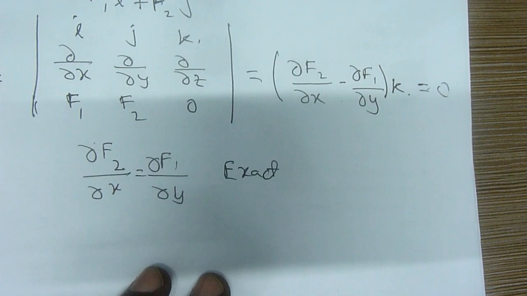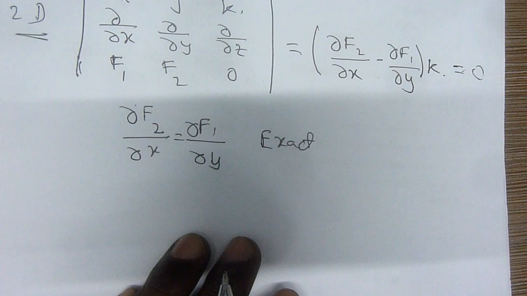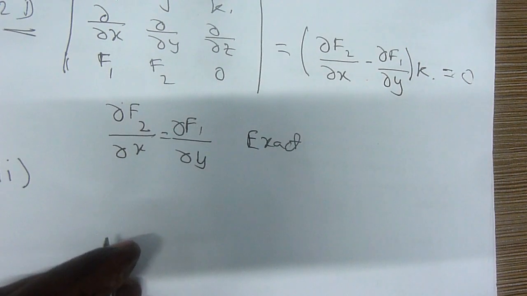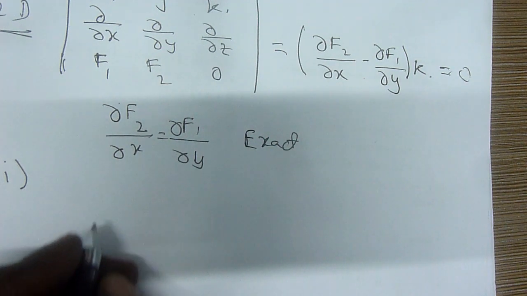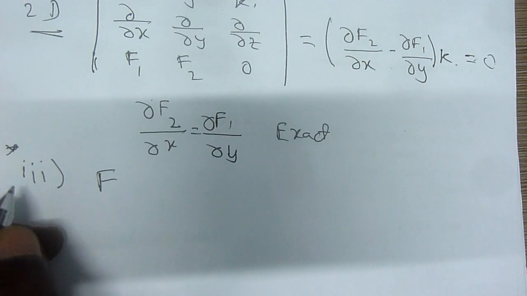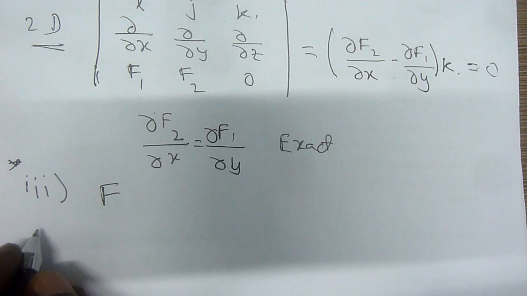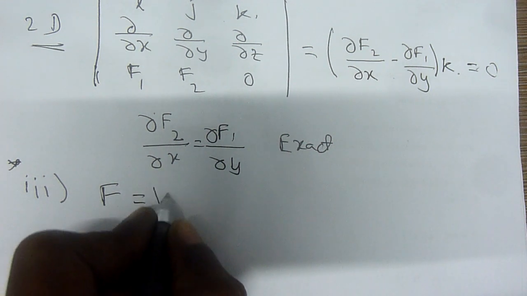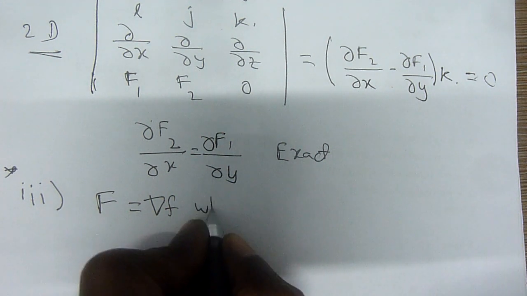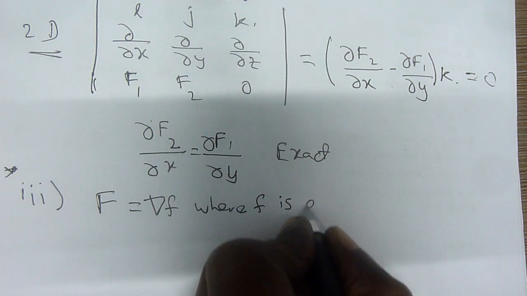To calculate from the rotational, how to calculate the exact. Number 3, in order to solve this, you can see this is the most important thing for the definition. If f is del f, there exists a nabla f where f is potential function.